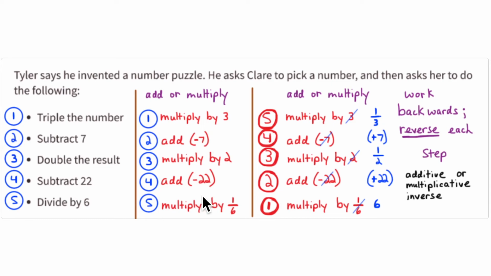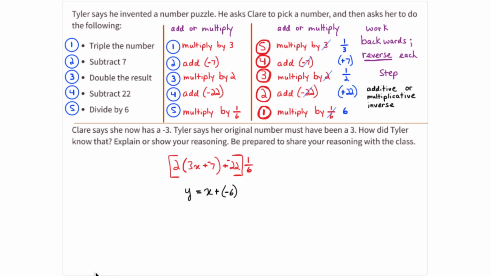So again, it's the use of the language. That's what you're going to practice as you go through this. So to work backwards, to reverse each step, use the additive or multiplicative inverse. Over here, we kept the numbers the same, and we used the inverse operation. So you're starting to understand what the difference between those two approaches is.